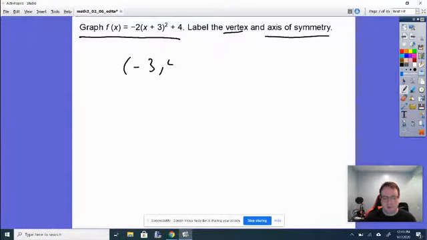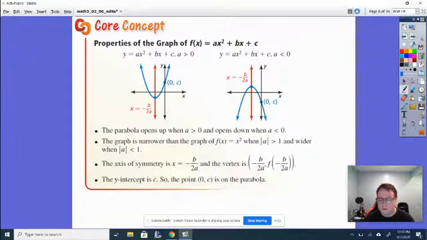Which I should have been able to just look at this and get, right? And then my axis of symmetry is just the x value here. So x equals -3. Okay, and that's what this is showing you here. But now we're looking at this form.